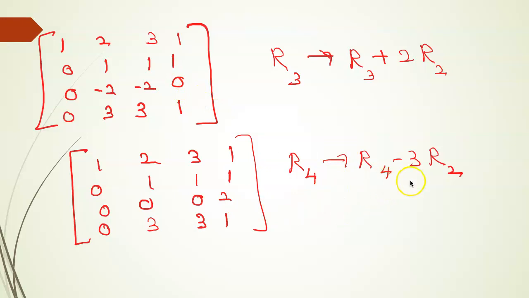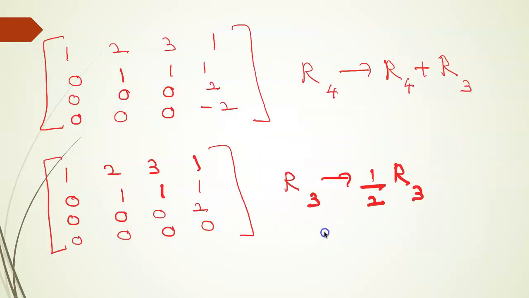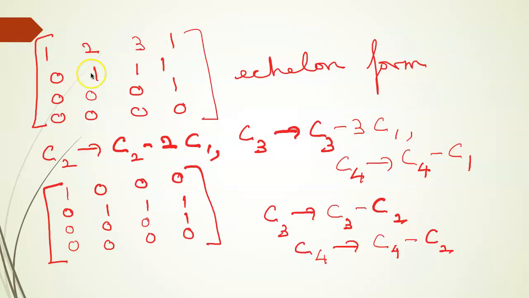Next, if we do R4 minus 3 times R2, it will give you 0, 0, minus 2 in the last row, and R4 plus R3 will give you 0, 0, 0 in the last row. So now you can see that you only need to make this entry 1, and the only way you can do it is by doing half times R3. So you get this as your echelon form of the matrix.